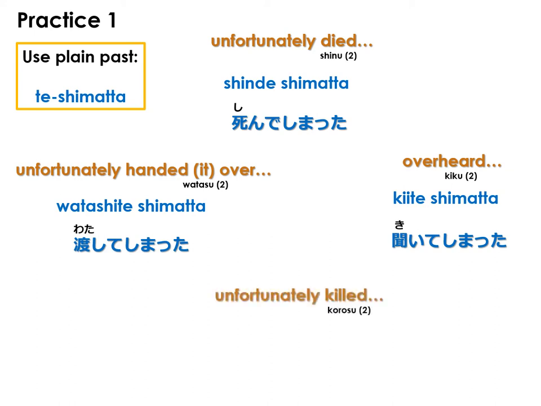Next example, unfortunately killed. In Japanese, koroshite shimatta. You say this when one killed someone unintentionally.